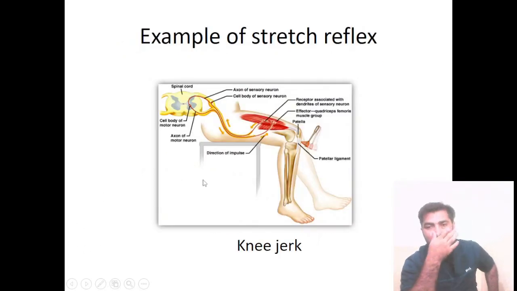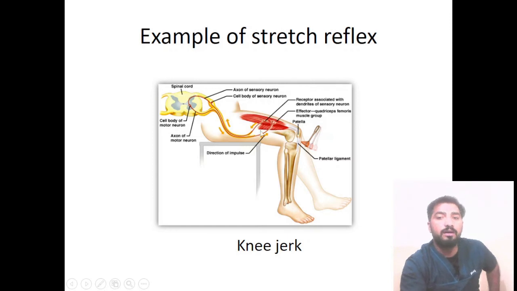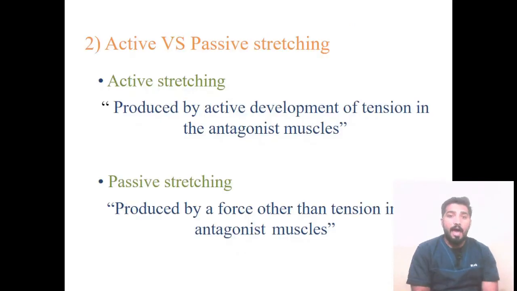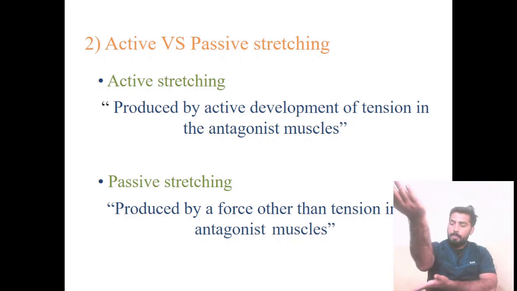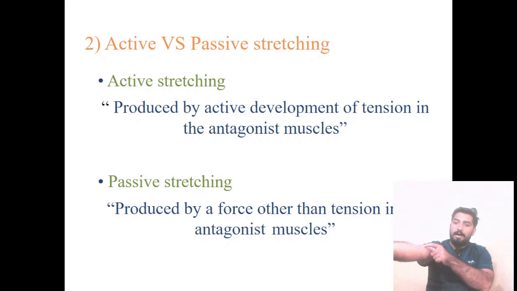Here's the schematic diagram of the stretch reflex, when the quadriceps tendon is stretched. Now, active and passive stretching. So what is active stretching? It is produced by the active development of tension in the antagonist muscles. If I contract my triceps, it will stretch my biceps actively. By the action of the triceps, the biceps will stretch. So it is the active stretching.